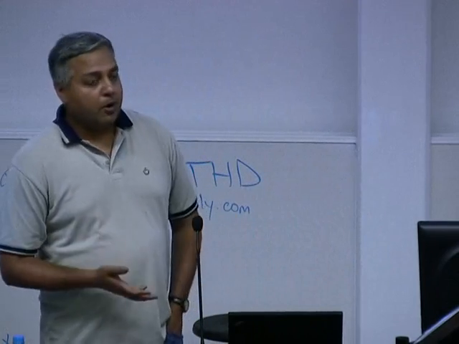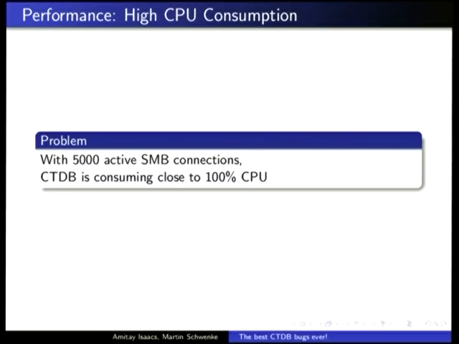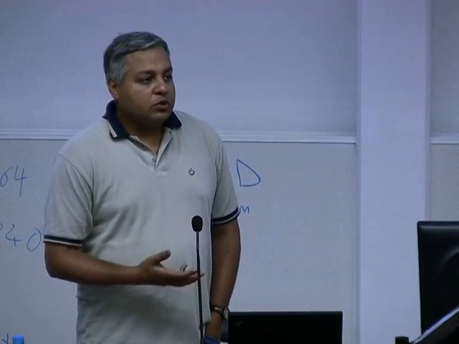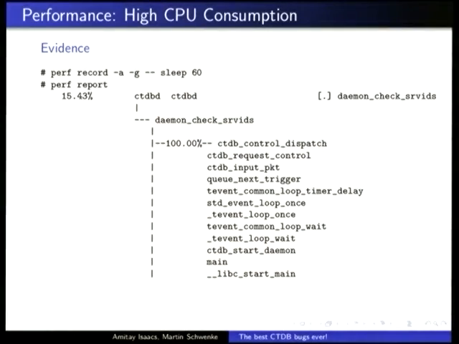But then we hit the next problem. Now CTDB started consuming 100% of CPU. CTDB is a single-threaded application, so it runs on a single CPU, and it's running on one CPU at 100%. Okay, so what's happening? Now we have to figure out what's going on in the system. So we use perf. We record a snapshot for about 60 seconds and then see what it reports. The perf snapshot is recorded across multiple CPUs, so 15% really corresponds to 100% on one CPU.